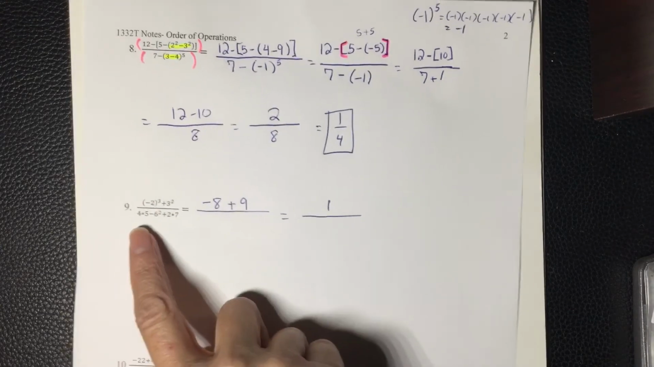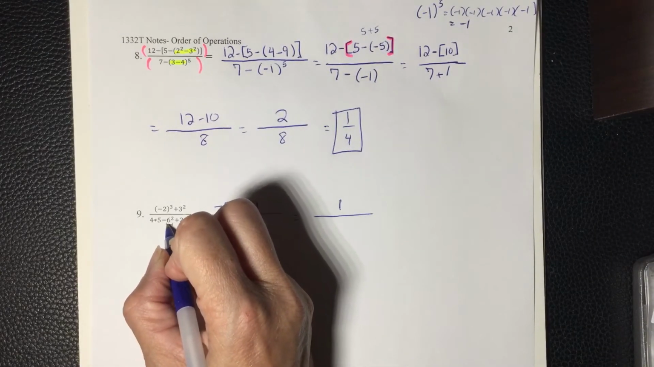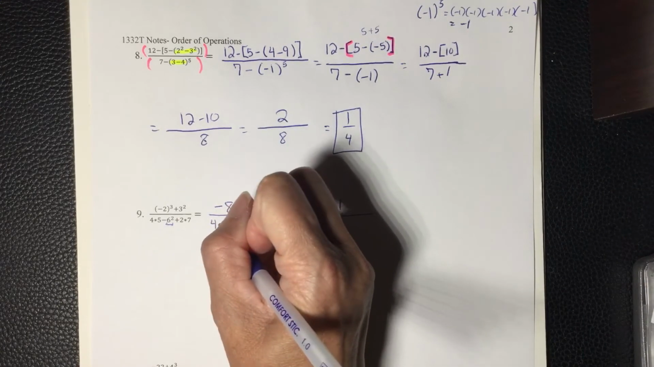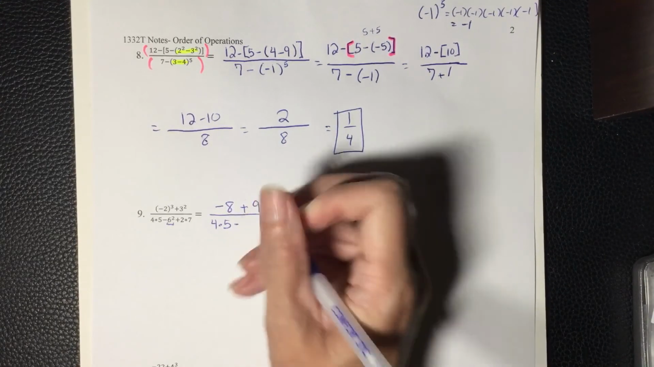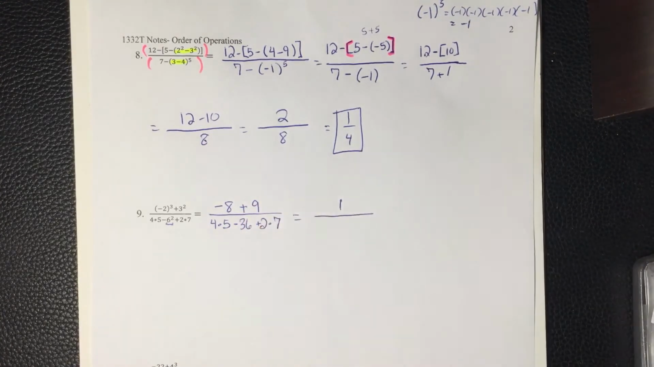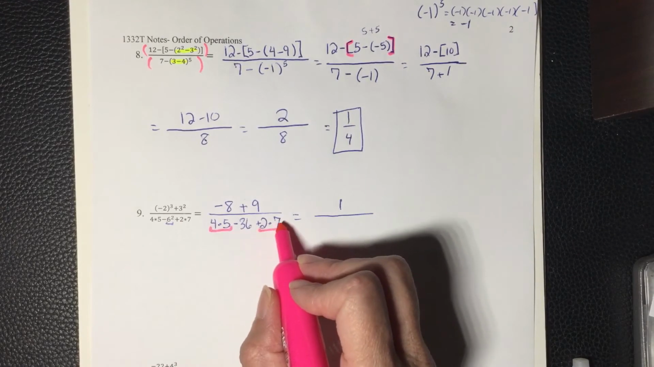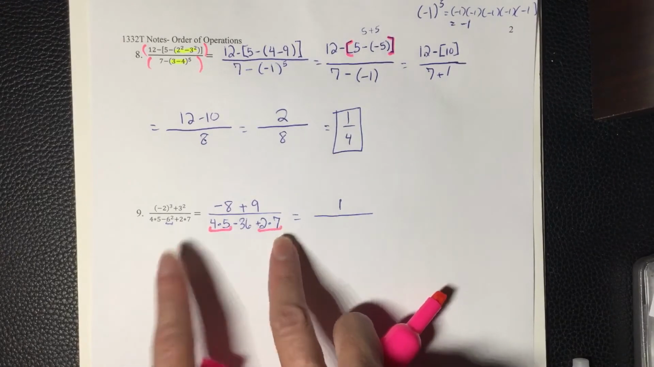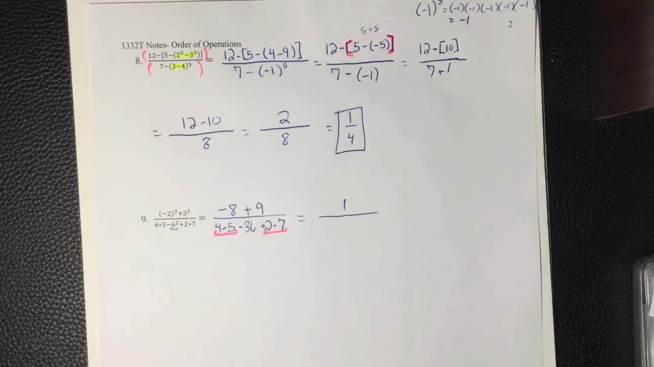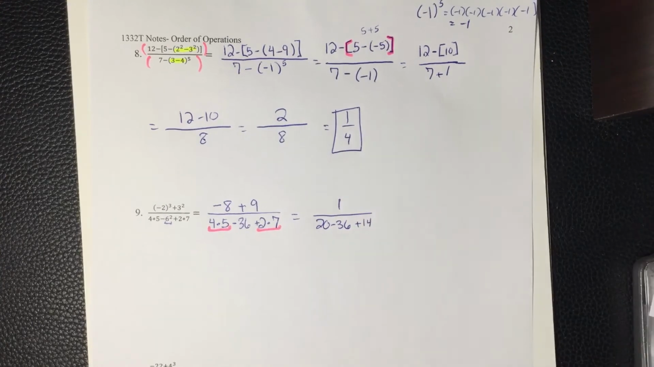I don't see any grouping symbols here, so I'm going to start with exponents. So I'll start right here. Notice that 6 is not in the parentheses. So it'll be 4 times 5 minus 6 times 6 is 36 plus 2 times 7. All right, so I've got parentheses and exponents. Now I want to go left to right doing multiplication and division. So here's my first multiplication. Here's my second. Since they're not connected in any way, I could go ahead and do those at the same time. So I'm going to do 20 minus 36 plus 14.